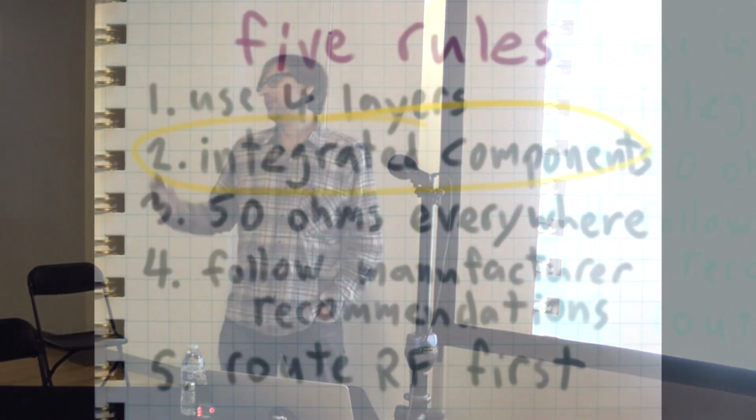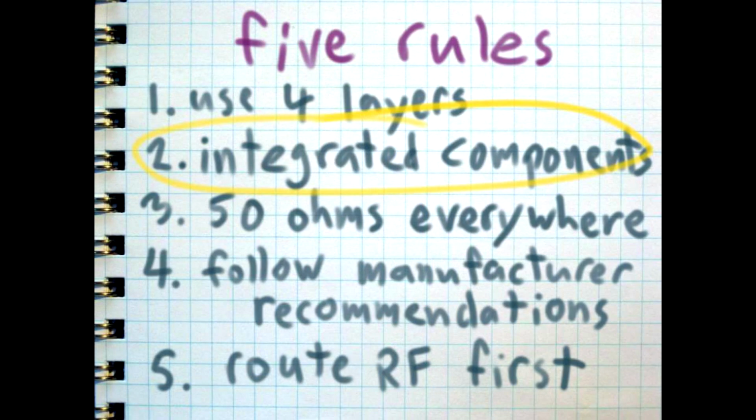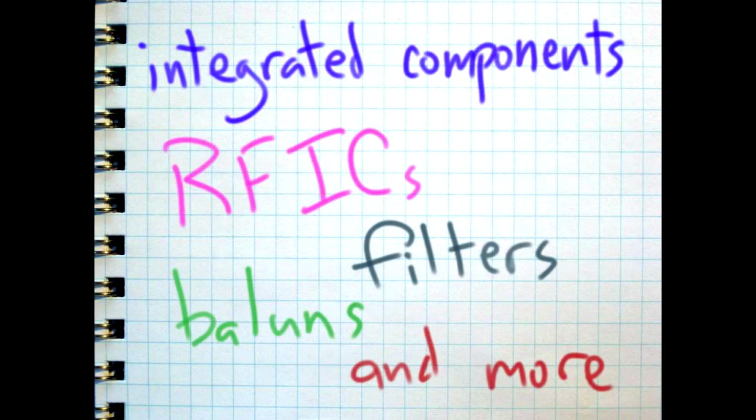The second rule, use integrated components. Use the most integrated component you can for your design. That means you'll be looking at RF ICs, integrated circuits for radio frequencies. There is a huge array of RF ICs available today. They're wonderful. But it also goes for other types of components. Things like baluns and filters, passive components, not active circuits, that are available as a monolithic or an integrated package. These things are available today, and I highly recommend that you use the most integrated component that you possibly can for a particular application.